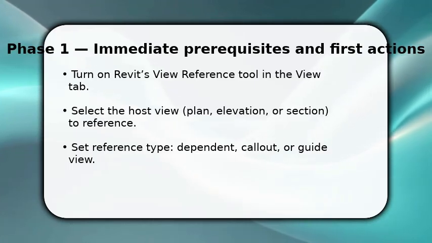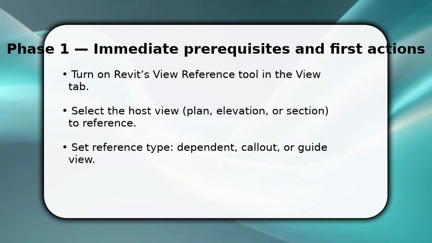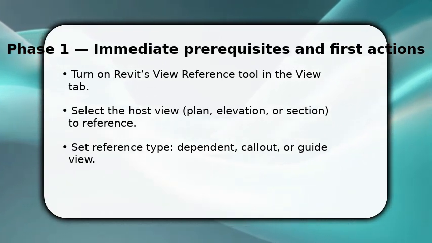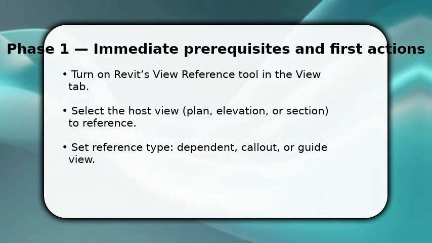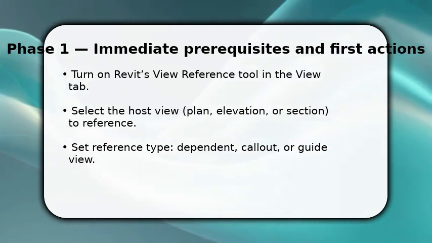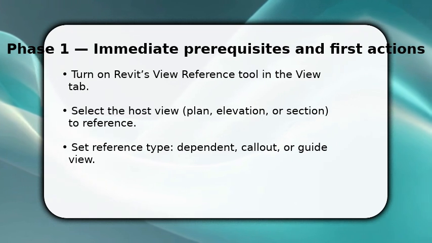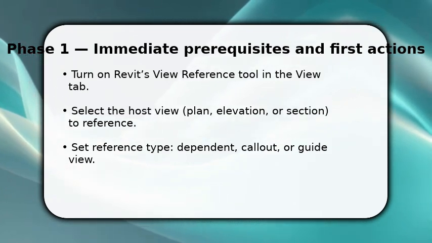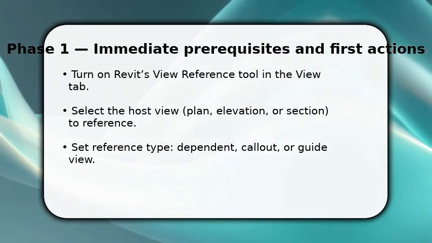You begin by enabling the View Reference tool in the View tab so you can work immediately. Select the host view you need, a plan, elevation, or section, and pick the appropriate reference type. Once done, set the reference name and scale. Those values control visibility and annotation.